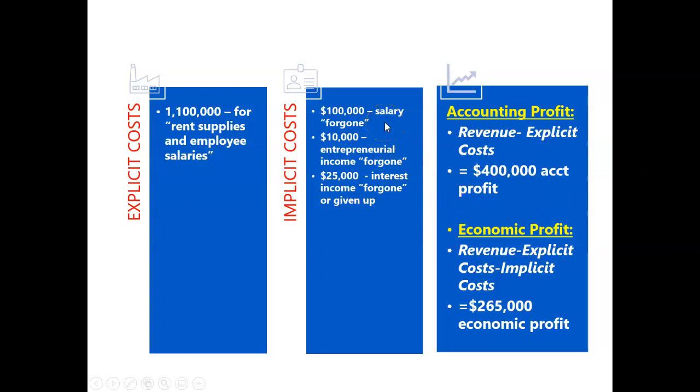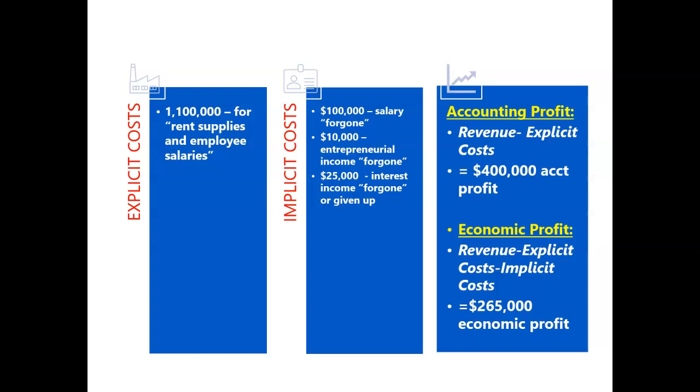One implicit cost, and I had to actually quantify these, so I had to pick them out of the problem and quantify them. One cost is $100,000 of a salary foregone. We're told that she had a salary of 100 grand. When she takes this business opportunity, she's no longer going to work full time. She's going to work for her new business. And so she used to make $100,000.